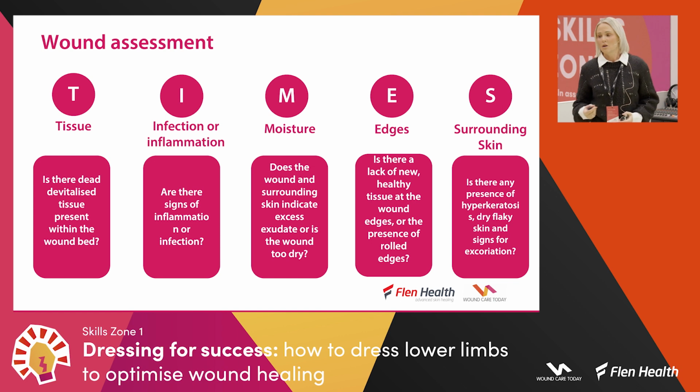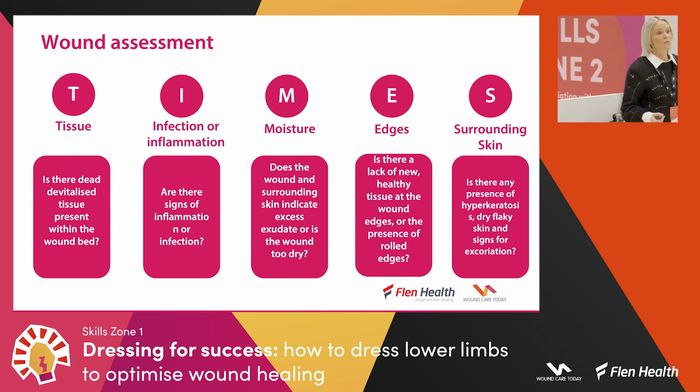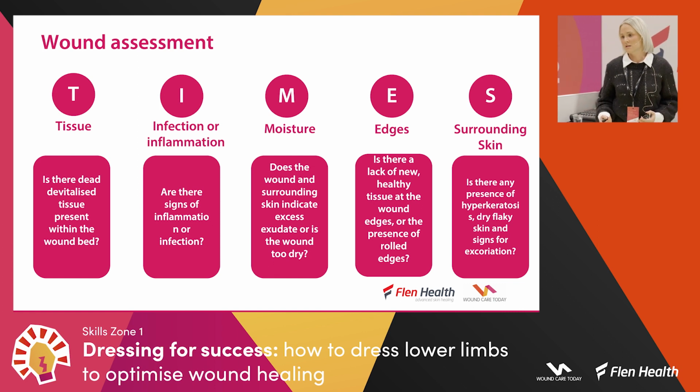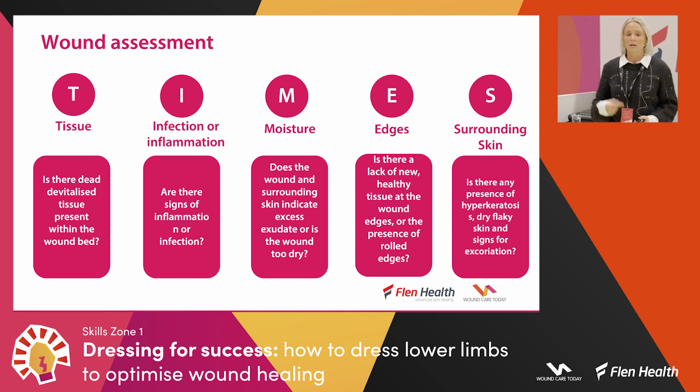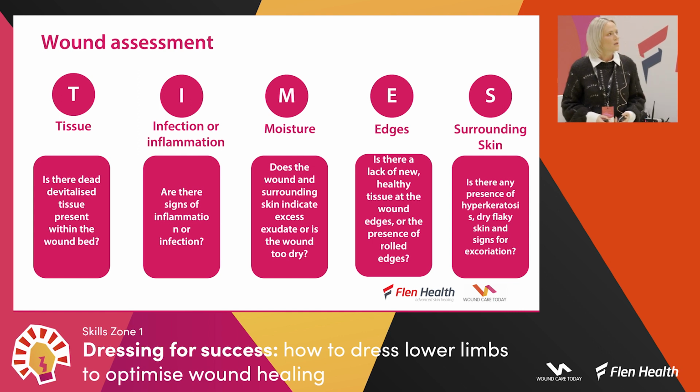So T, what is the tissue like? Is it healthy? Is it granulating? Do I have visible devitalised tissue? So again, putting your aims and objectives in place. Have I got devitalised tissue there? Does it need to be removed? What products have I got that is going to aid getting rid of that devitalised tissue? Then are there signs of infection or inflammation? And I'll cover that one shortly.